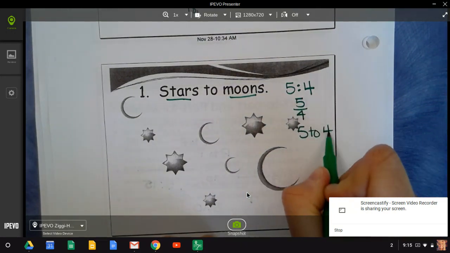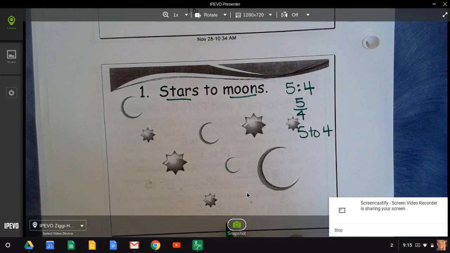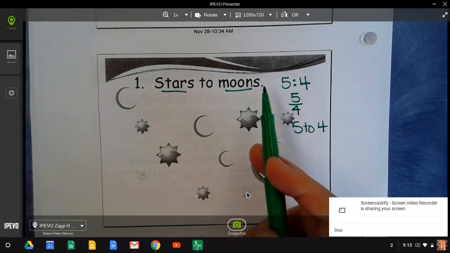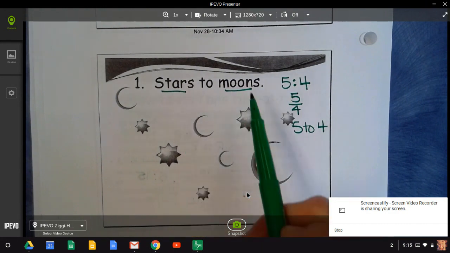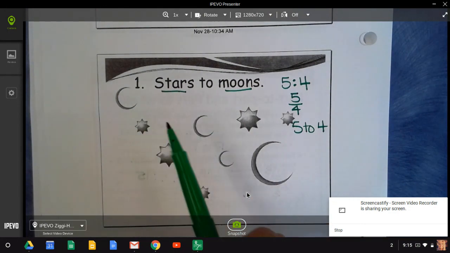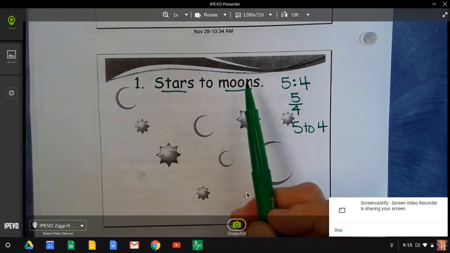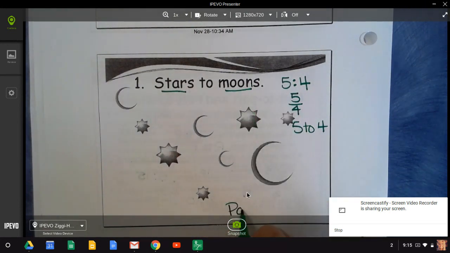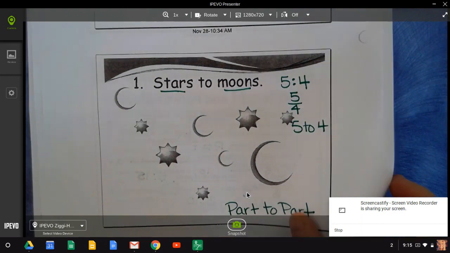So you're going to write it 3 ways, and then you're going to tell me what kind of comparison it is. So is it a part to part, or is it a part to whole? Did we compare the stars to all of the things in the sky, or did we compare the stars to just the moons? So it's part to part because we did stars to moons, which are part of the universe. All right, so that's one example.